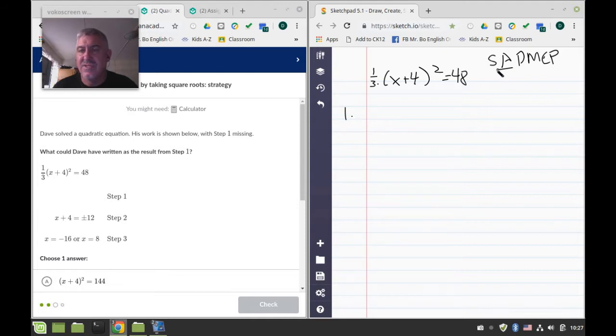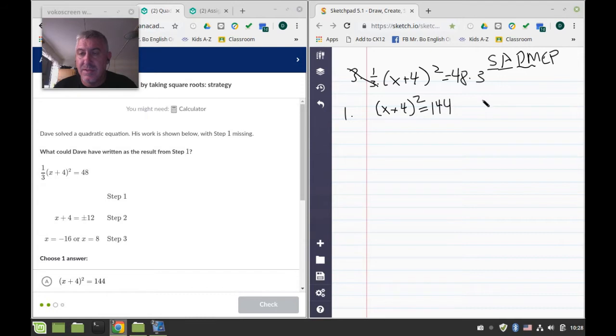So our first step in inverse order of operations is S or A, subtract or add. I don't really have anything here. So we need to divide or multiply. I have times 1/3. So I'm going to do it this way. 3 divided by 3. So our step 1 that's missing should look like this. Let's go one more step.